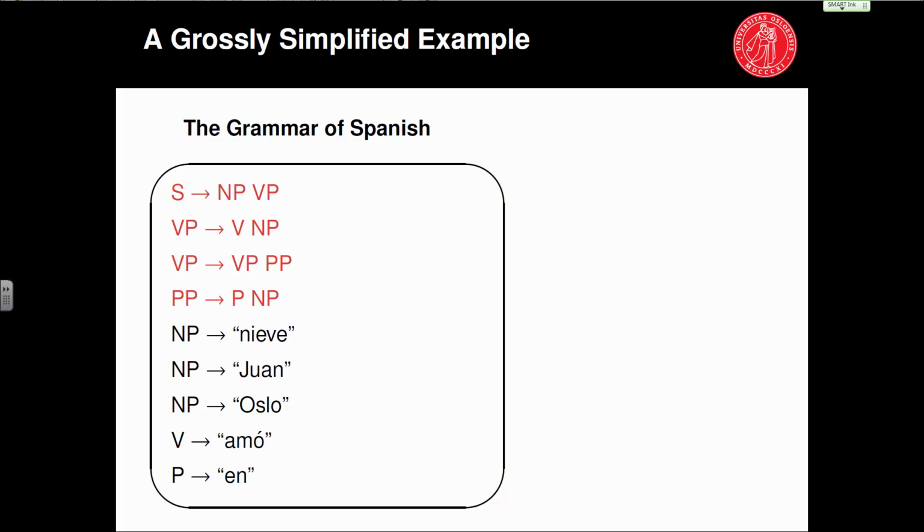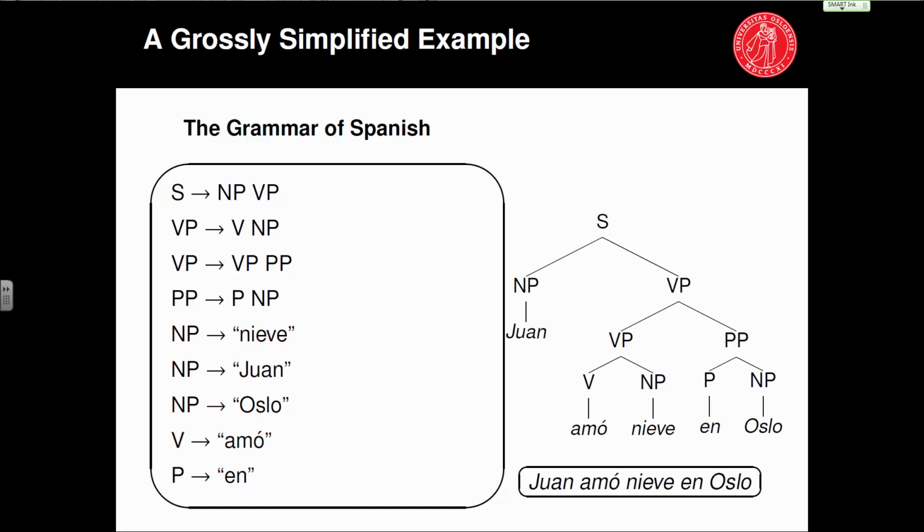Right, so these are the recursive rules, where on the right-hand side I have other constituents, and these are the lexical rules, where on the right-hand side I have a single word. Here is a sentence of Spanish, Juan amó nieve en Oslo.